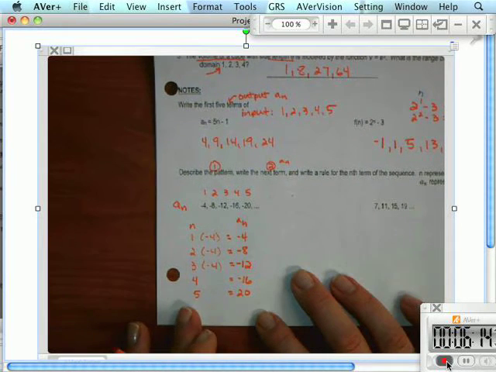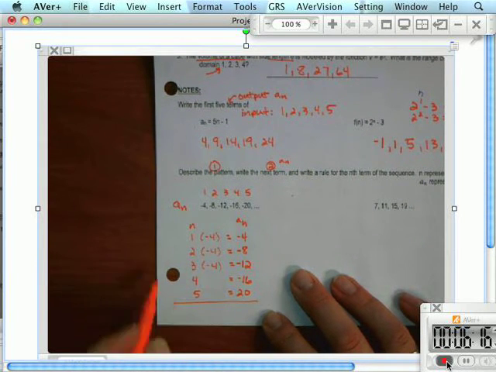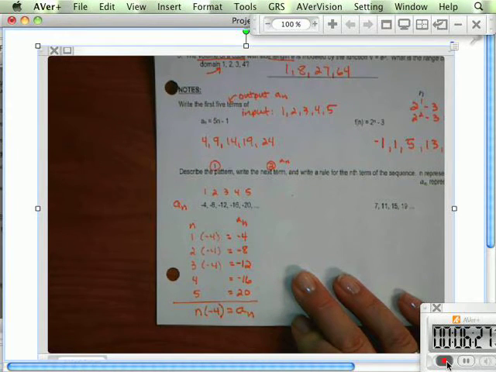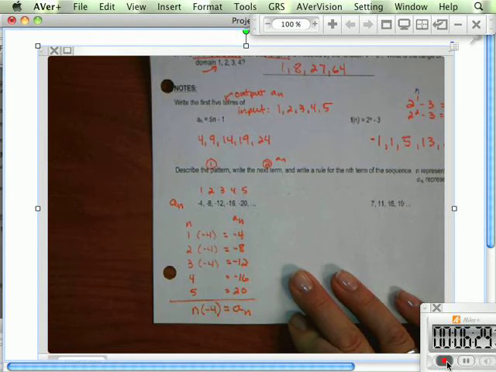So this is how I'm going to write it down here. This column represents my n. I'm multiplying every n by negative 4. And it equals my a of n. Oh, would you look at that? We came up with a function.